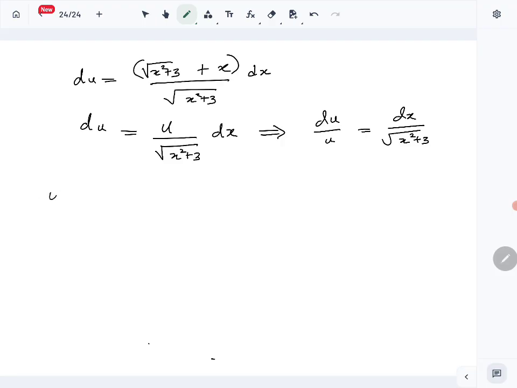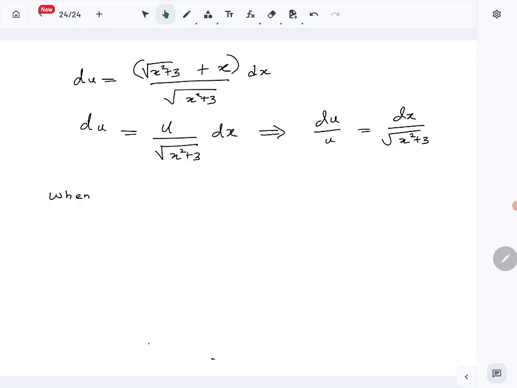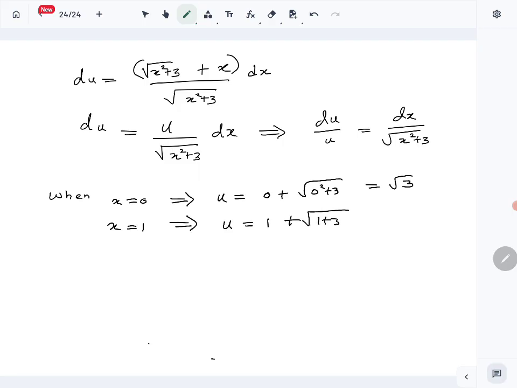The limits are 0 and 1, so we need to find the new limits of integration. When x equals 0, what is u? u is 0 plus the square root of 0 squared plus 3, so square root 3. Then the upper limit is when x equals 1: u equals 1 plus the square root of 1 plus 3, so 3. So those are our new limits of integration, right?